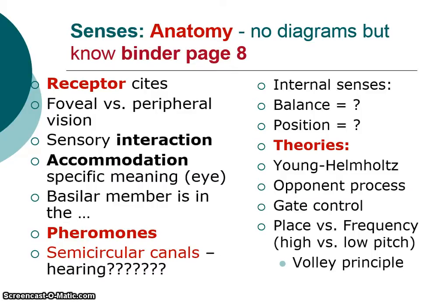And then place versus frequency, those are both for hearing. Place is actually the place on the cochlea that helps us with high pitch, and frequency, how often the little hair cells fire, helps us with low pitch. It's better with low pitch. And then the volley principle also goes with frequency theory.